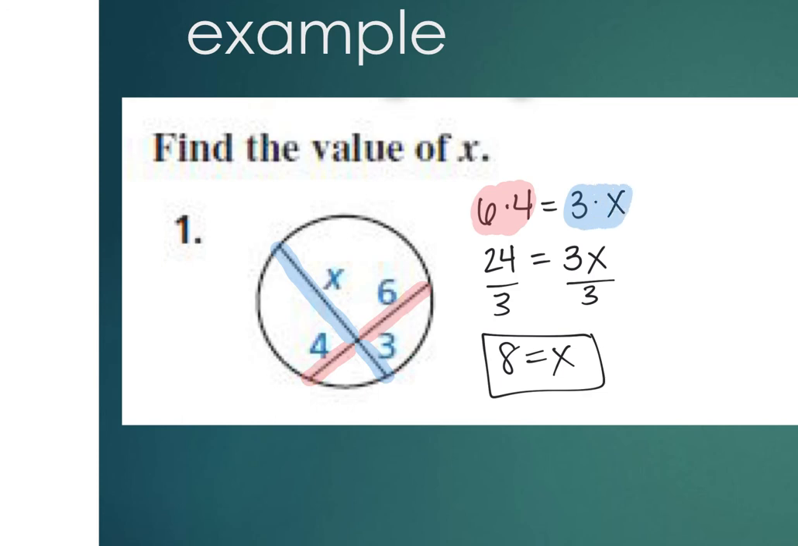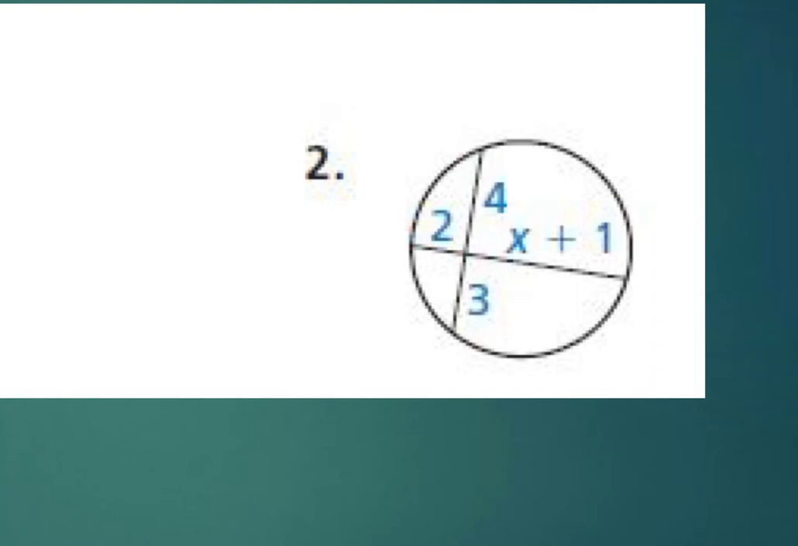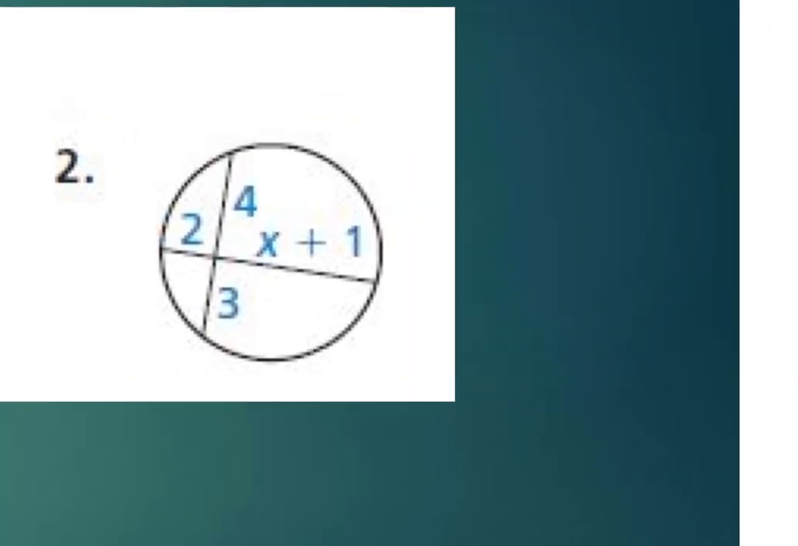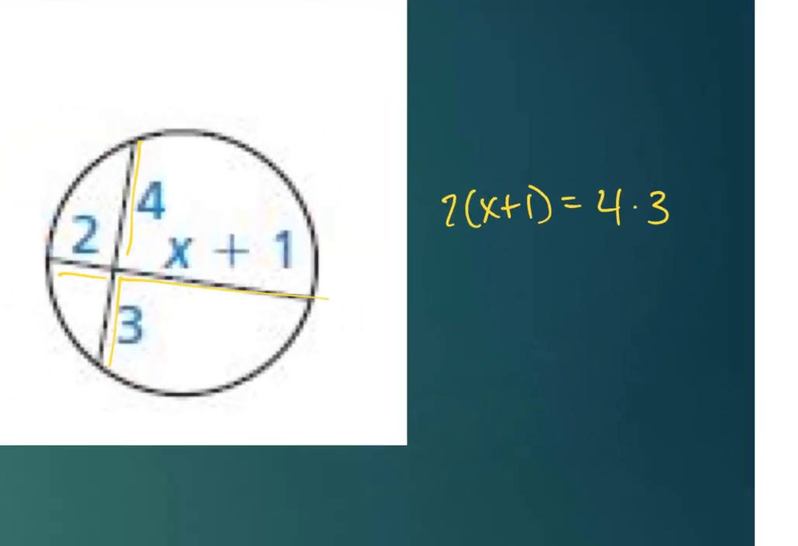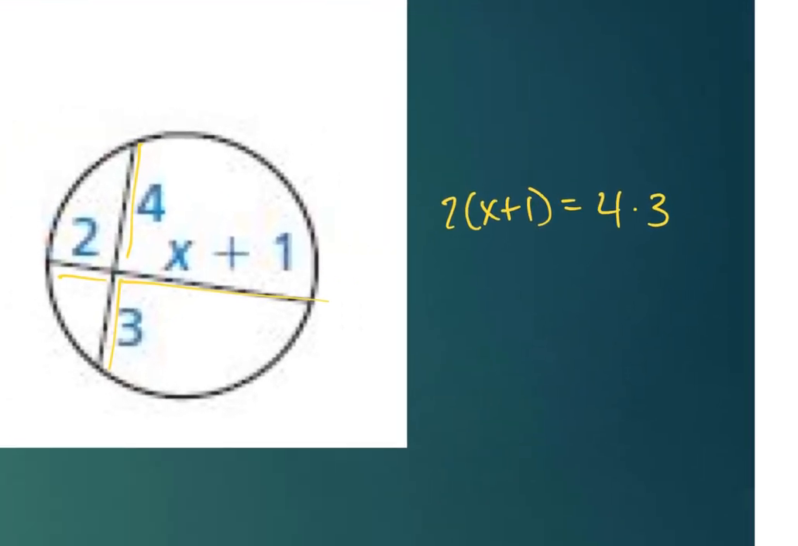What do you think we do for number 2? Go ahead, Christina. 2 times x plus 1 equals 4 times 3. Excellent, okay? The two pieces of each chord multiplied by each other, okay? So, what do we have to do, though, to multiply 2 and x plus 1?